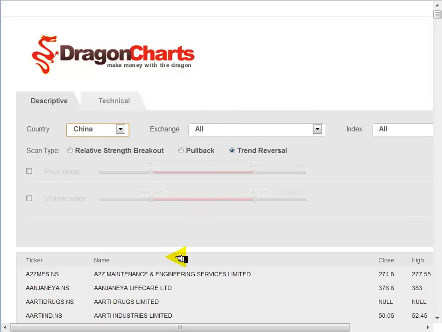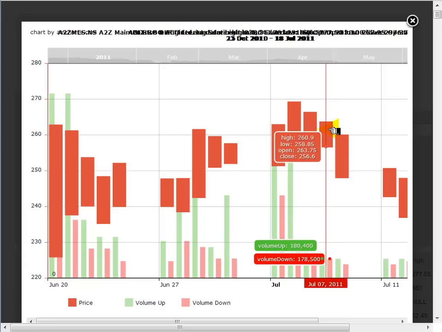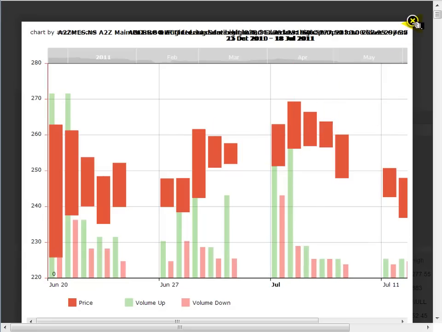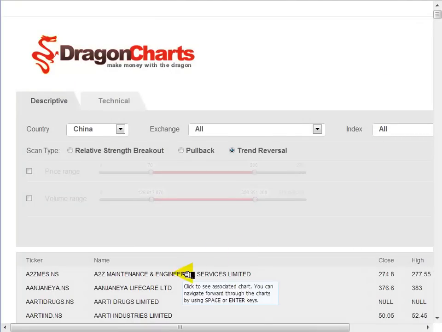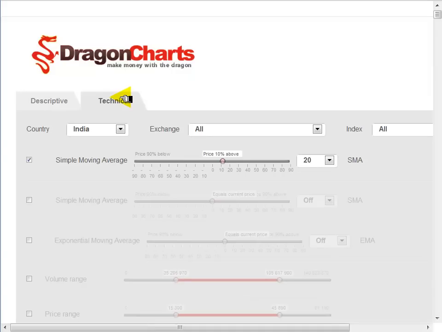There's also charts as well. If you click on the ticker symbol, you get a chart. The charts are currently being worked on. That's not ready yet, but they're going to look like your standard candlestick charts with the ability to do annotations as well.